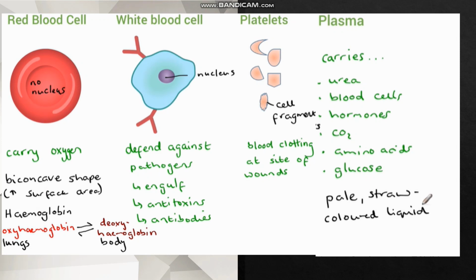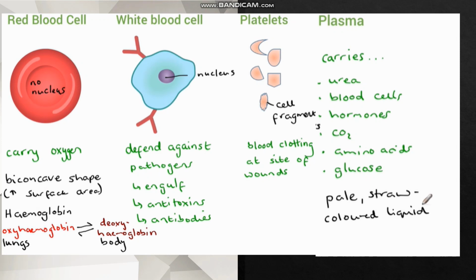So over here you have the red blood cells which carry oxygen around the body. White blood cells help to defend against diseases, so they do this by digesting the pathogen or producing antitoxins to fight and counteract poisons some bacteria release. Some also produce antibodies which give immunity to the pathogen.